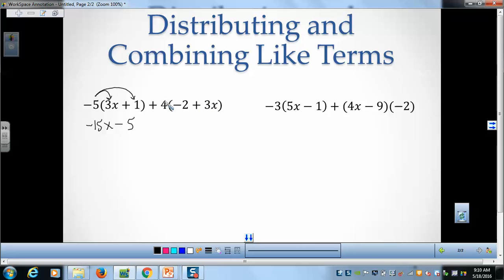So I'm just going to distribute here and here. Once again, be careful with your signs. Positive 4 times negative 2 is a negative 8. 4 times a positive 3x would be a positive 12x.